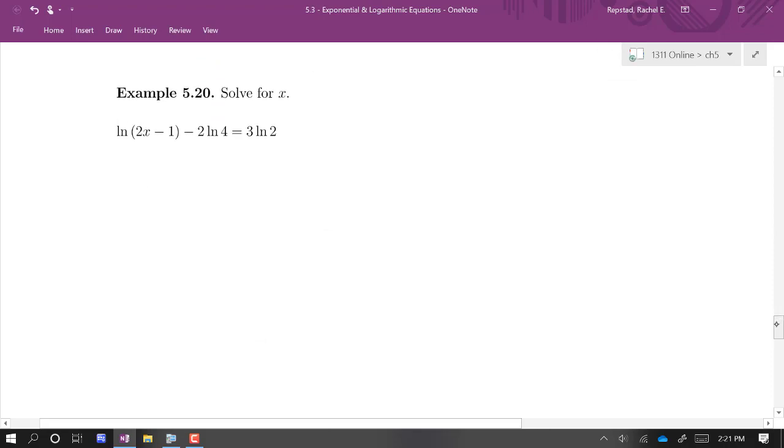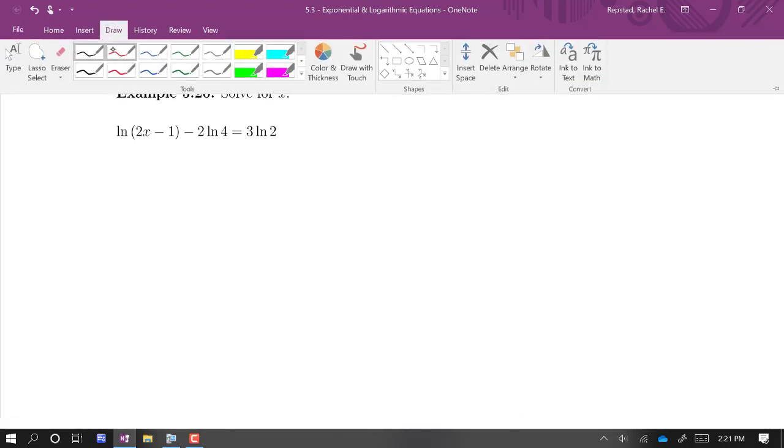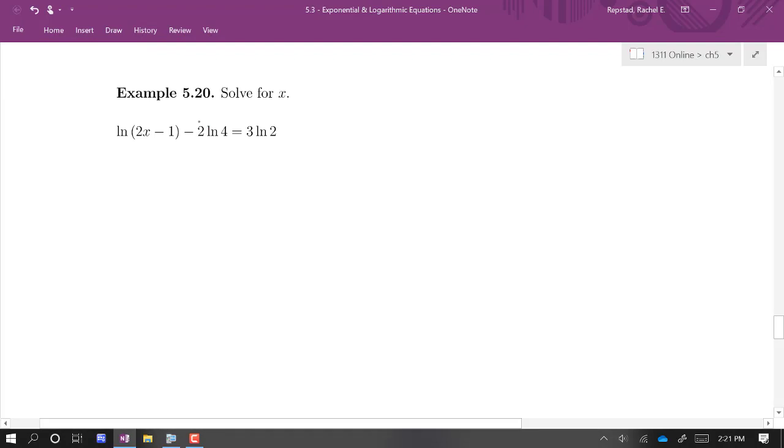All right, so in this equation we have logs throughout the equation. Every term is a log. What I'm going to do first, I'm subtracting some logs on the left side, so I'm going to condense that left side and write it as a single log. The first thing we have to do is take care of any coefficients in front. I'm going to do that throughout the equation. So I have ln of 2x minus 1 minus ln of 4 squared, which is 16, equals ln of 2 cubed, which is 8.